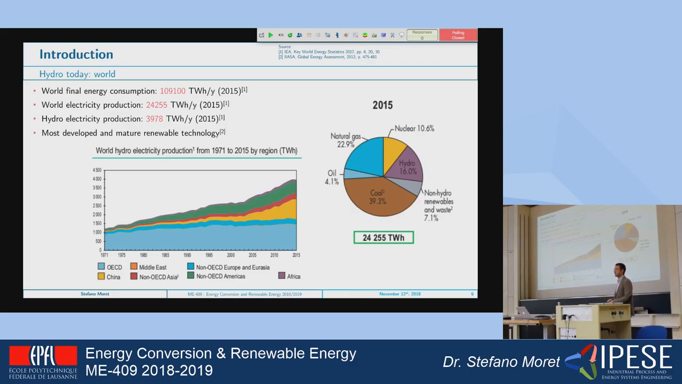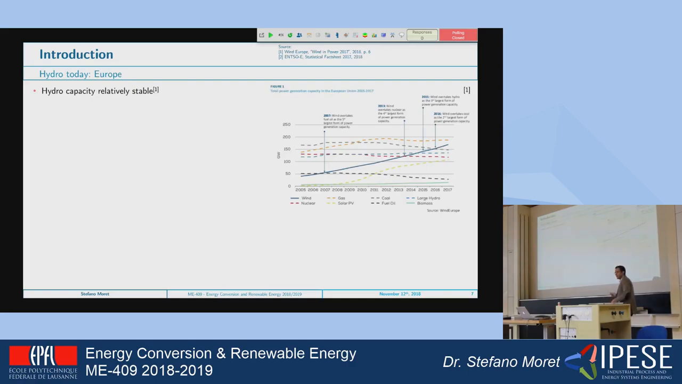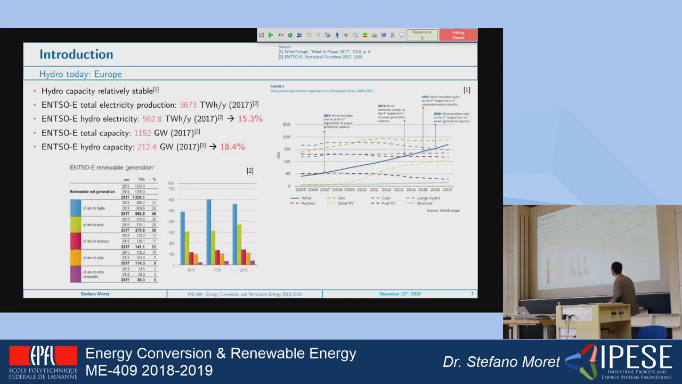Compared to wind, as you remember this graph I showed you before, how wind is growing so fast, large hydropower plants are also growing. But especially in Europe, they are definitely more stable than wind. This is because of the resource. In Europe, we are already using quite a lot of hydro where we have it. We have a lot of hydro in Switzerland, in Italy, also in the Scandinavian countries. So we cannot increase it as much as we would like to, especially for very big dams. Anyway, in Europe, it represents about 15% of the electricity production. It's still the biggest renewable in Europe, although solar and wind are growing very fast, and wind will probably overtake hydro in some years.